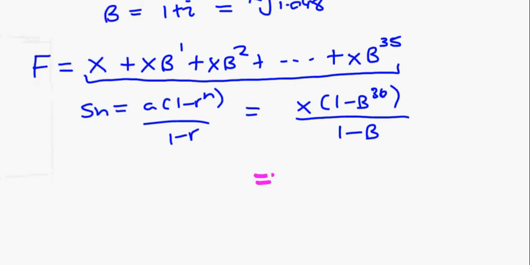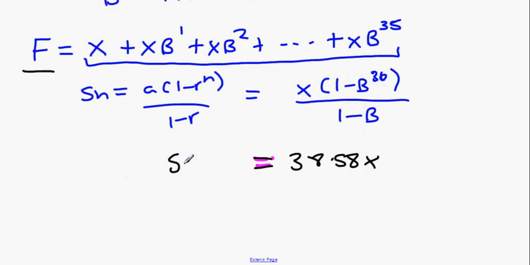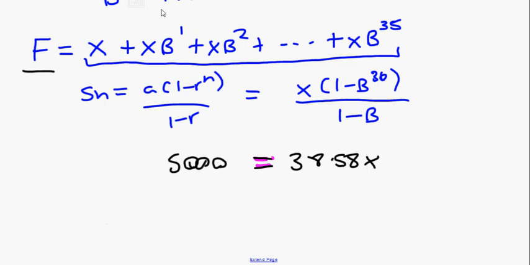Now 38.58 times x equals the final amount, which is 5,000. So we're going to do 5,000 divided by this answer. And what we get is x equals €129.60. Okay, so €129.60. So that's our monthly repayment.